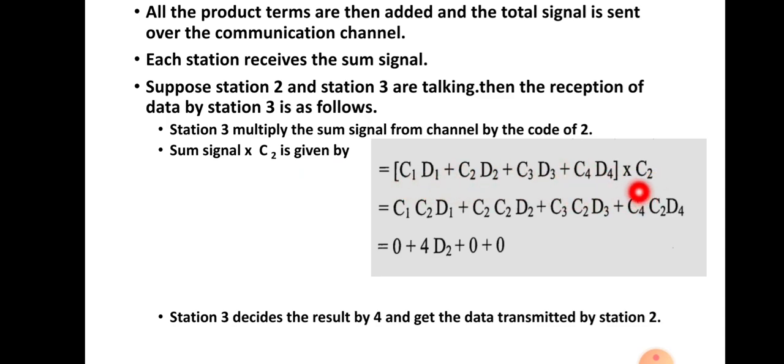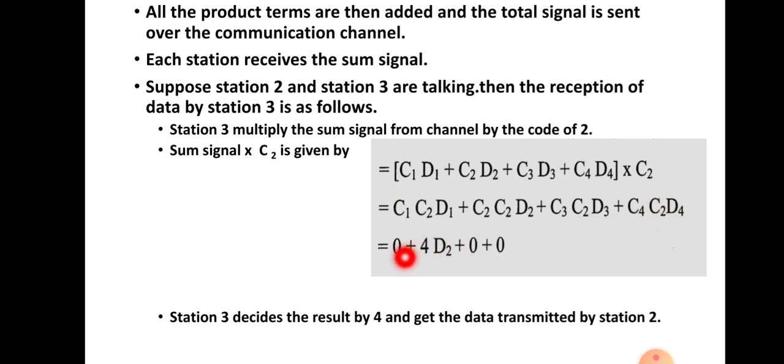This multiplication is a dot product, and you know that different code words are orthogonal to each other, so their dot product will give you 0. C1 multiplied with C2 will give you 0. C2 multiplied with C2 will give you 4. C3 multiplied with C2 will give you 0. C4 multiplied with C2 will give you 0. That is a property of orthogonal codes: when the same code is multiplied, you get 4. So here you get 0, here you get 4D2, here 0, and here again 0.